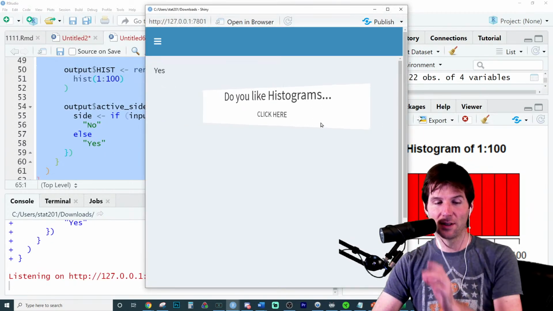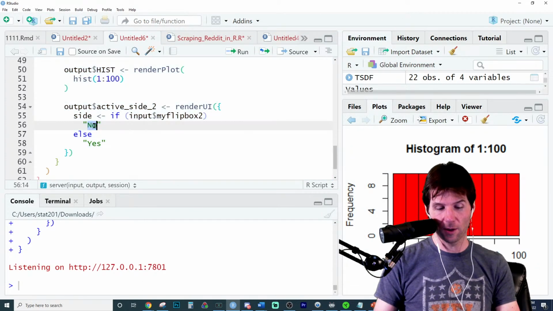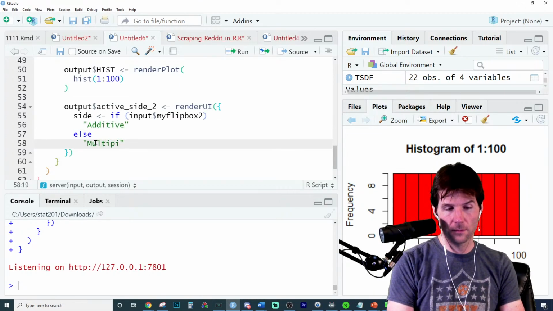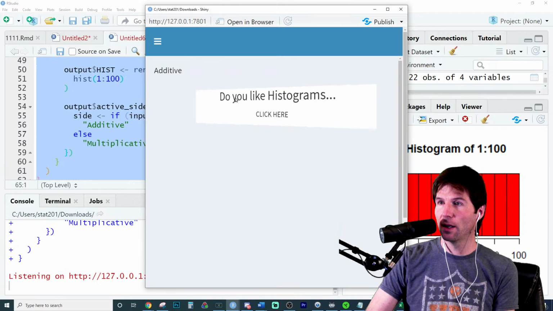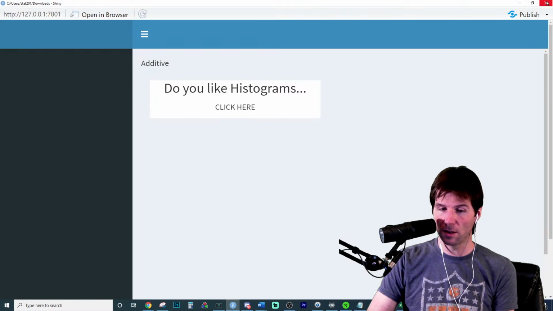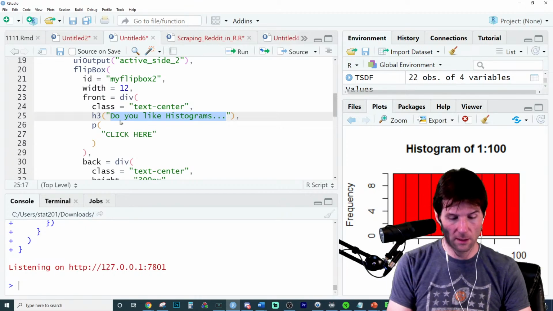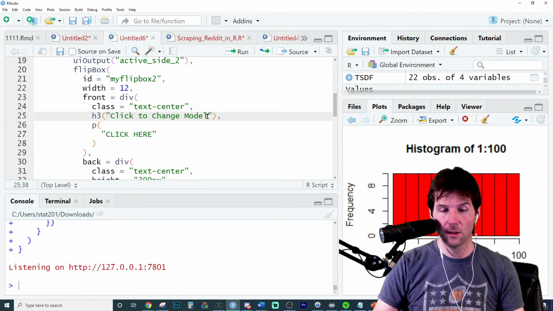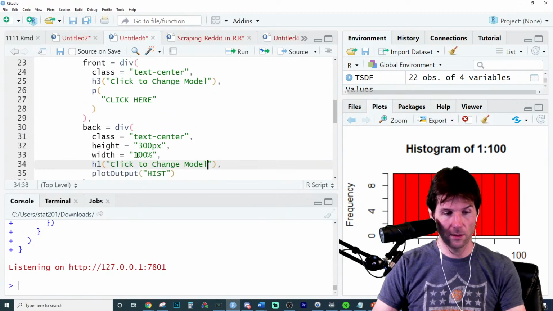As a kid, I just loved... so you could put two different models on here. Think about usage for this. Additive, multiplicative. So you could make your additive and multiplicative model right here and just have it flip to show the different models. And yeah, you could just say click to show other model. So you would say here click to change model. And then we put this right here. We'll do a little bit of this right here.